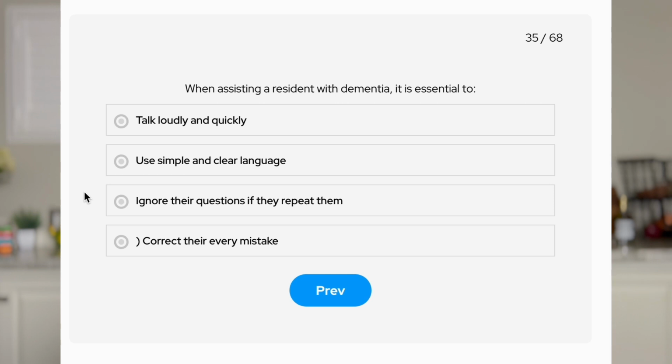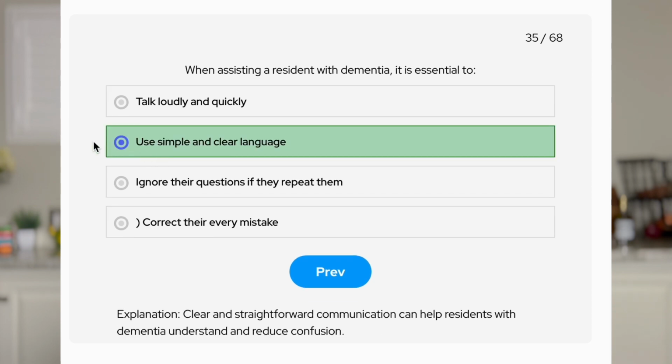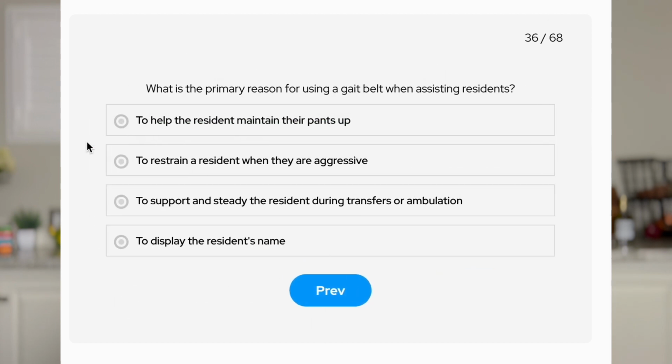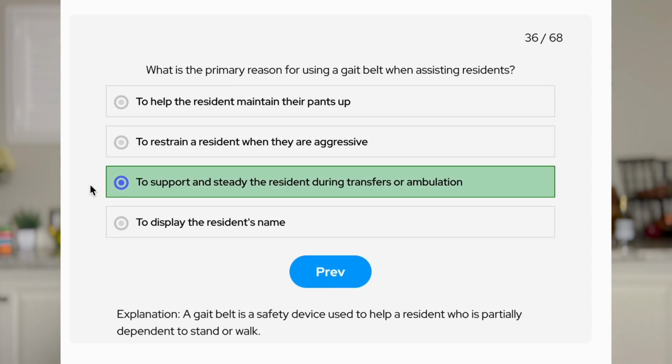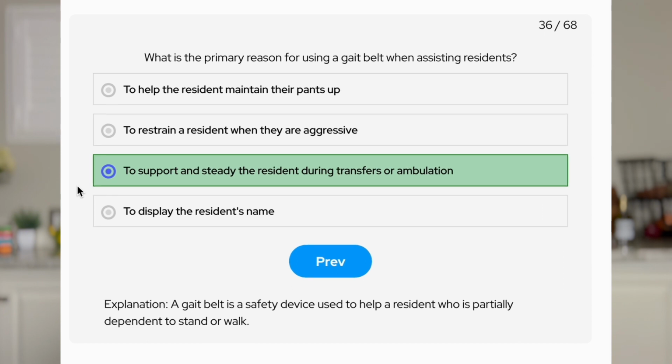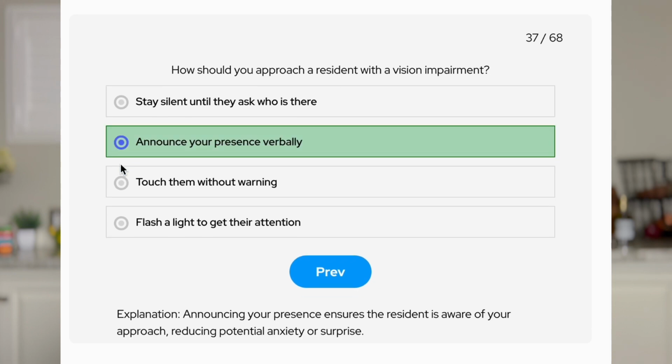When assisting a resident with dementia, it is essential to use simple and clear language. What is the primary reason for using a gait belt when assisting residents? To support and steady the resident during transfers or ambulation. How should you approach a resident with vision impairment? Announce your presence verbally.